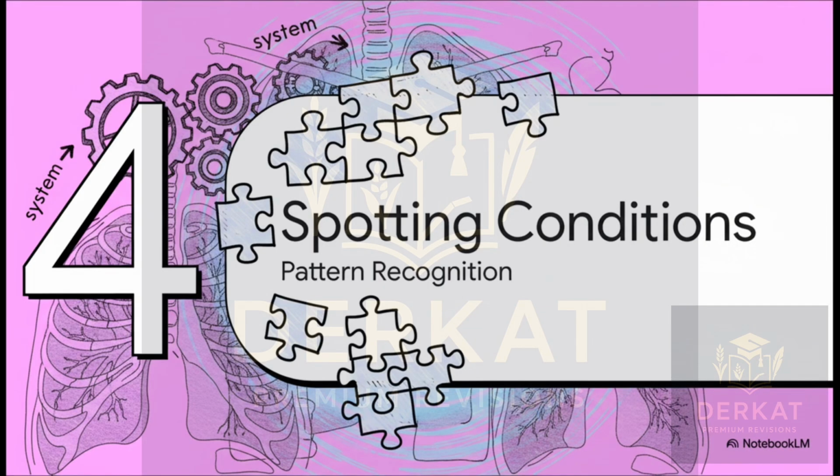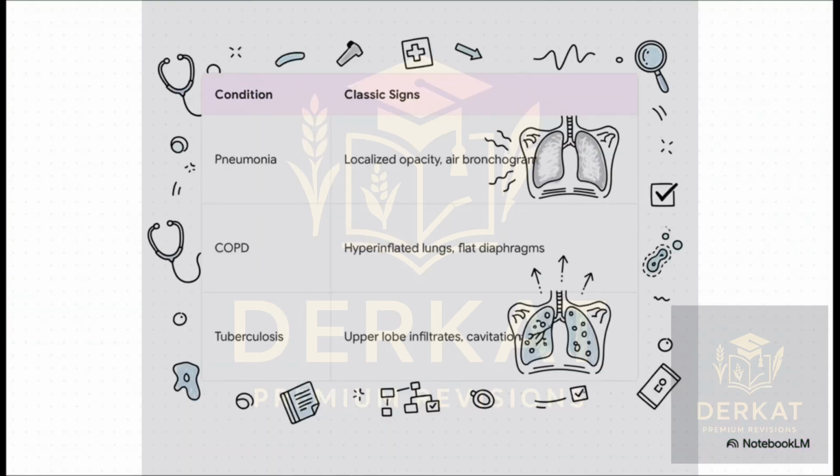So there we have it. We've got our system down, but the real power of the ABCD method isn't just about checking off boxes. It's about using what you find to recognize those classic illness patterns. For example, let's say you're using your system and you find a localized white patch, an opacity, in the right lower zone during your B for breathing check. Your brain should immediately think pneumonia.